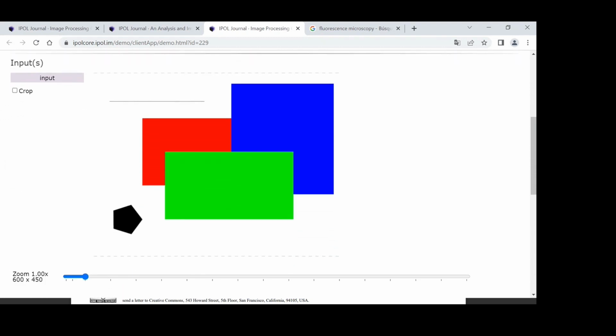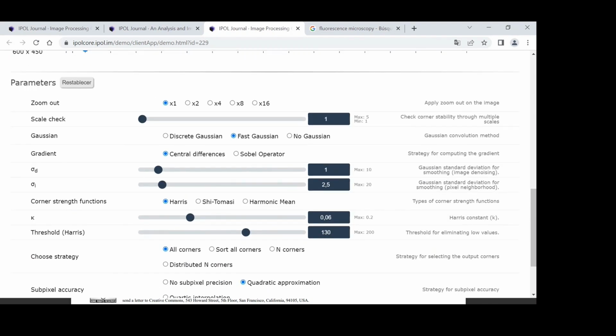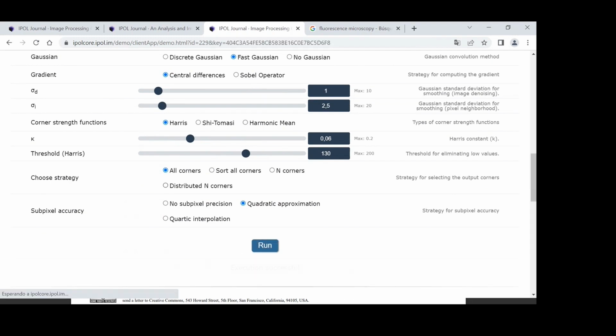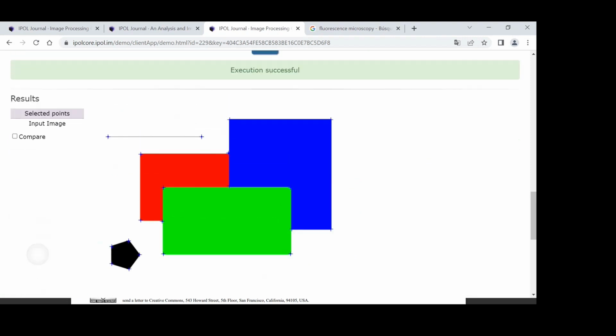This is very cool. Can I run and detect my corners? There are my corners. So you see that it has correctly identified most of the corners there.